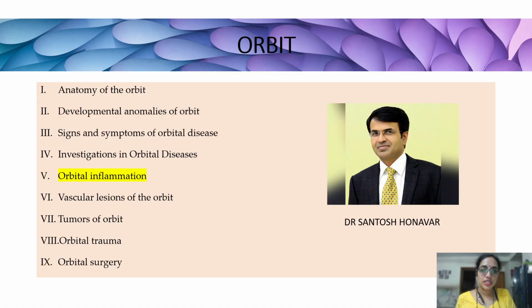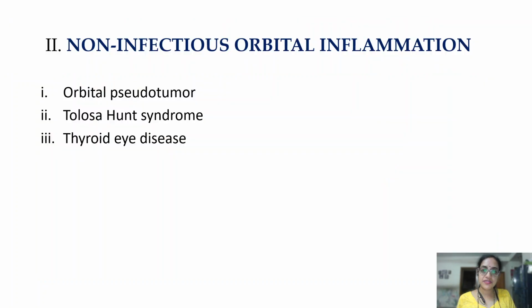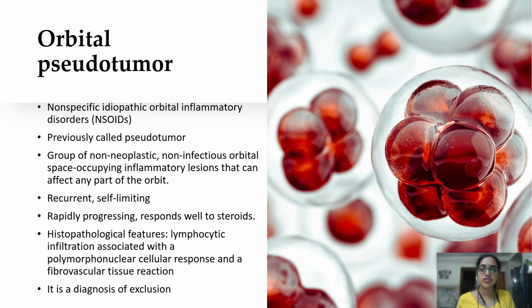Today we'll be dealing with non-specific orbital inflammation, Tolosa-Hunt syndrome and thyroid eye disease, which form the non-infectious types of orbital inflammation. In the previous class, we finished infectious causes of orbital inflammation. So let's begin with orbital pseudotumor, also known as non-specific idiopathic orbital inflammatory disorders, which is the new terminology. Earlier examiners might still prefer the term pseudotumor, so you have to know both of these.